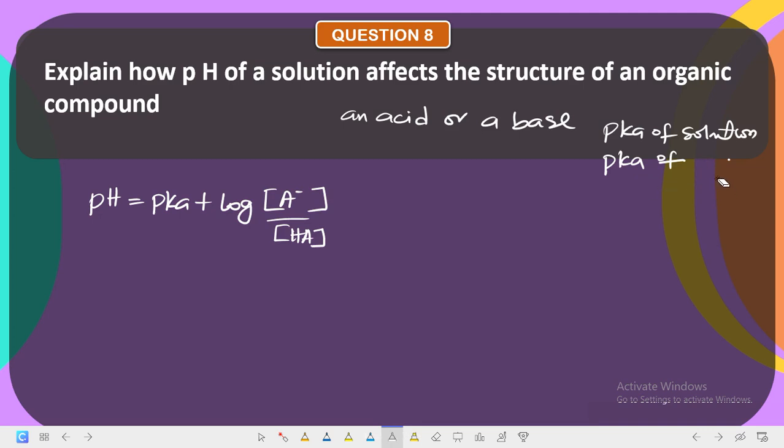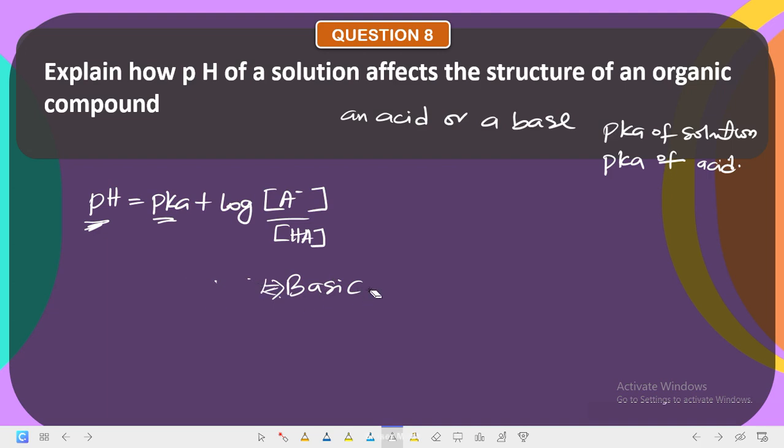Are we getting it? Whether an acid will lose its proton in a solution depends on the pKa of the solution and the pKa of the what? Acid. Now, if the pKa is equal to the pH, what will happen? The concentration in the acidic form will be equal to the concentration in the basic form. So both the acidic form and the basic form will be present in equal amounts.